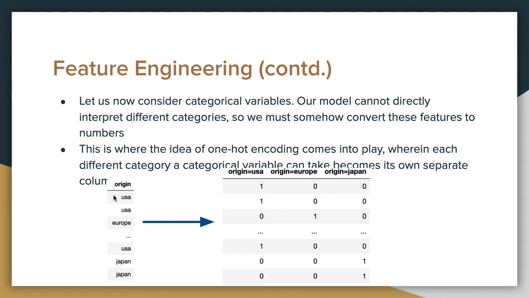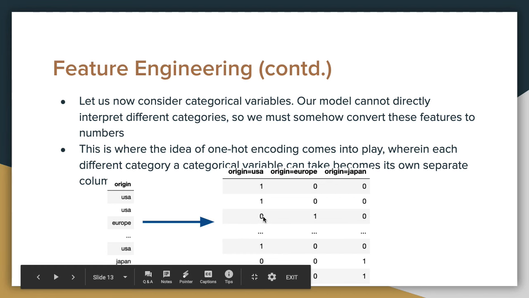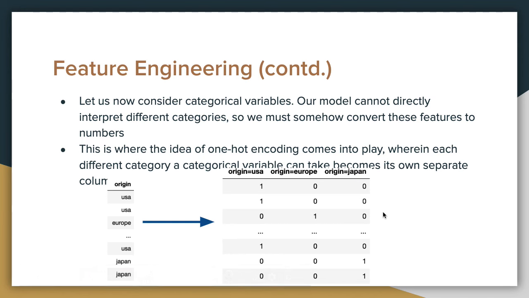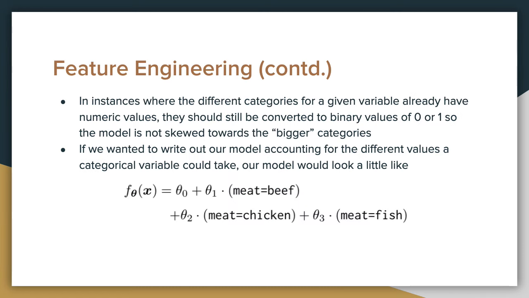Because this car is from the USA, it gets a 1 over here and 0 over here. This car's from Europe, so you get a 0 over here and a 1 over here, and so on and so forth. So that's pretty straightforward, and we'll edit the formatting in a second, so don't worry about the slides.